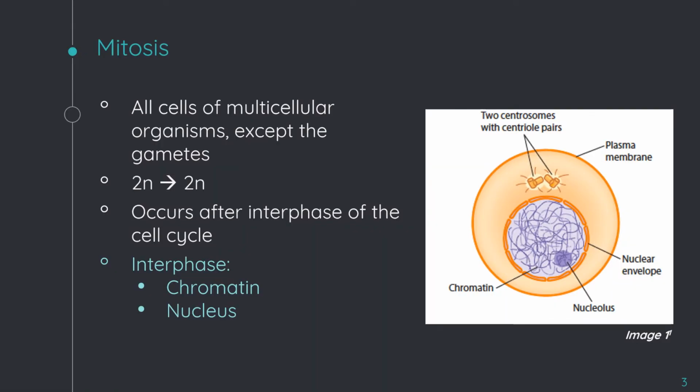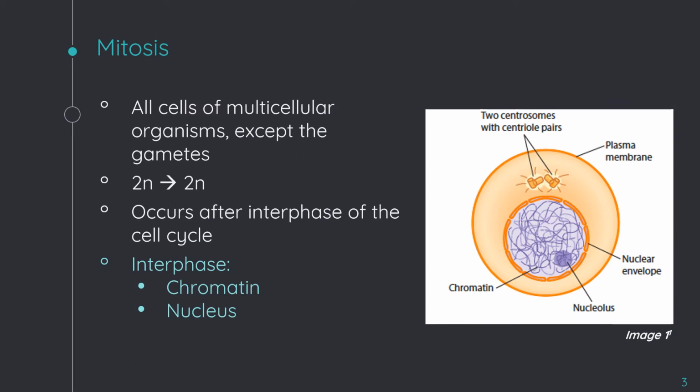First, let's go over mitosis. Mitosis occurs in all cells of multicellular organisms except gametes. A diploid or 2N cell will undergo mitosis to divide into two diploid daughter cells. In this division, the number of chromosomes does not change from the parent to the daughter cell.